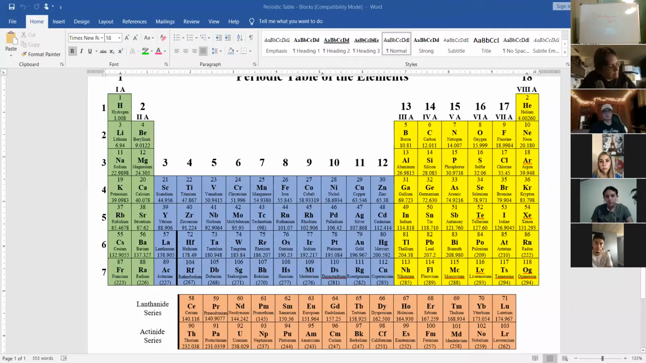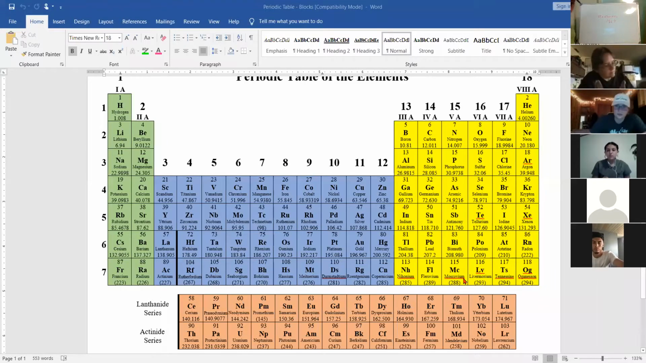Okay, so here it is. This is what's called the block classification, B-L-O-C-K. There are 4 blocks, and I have them color-coded on this periodic table. In green, we have the S block, S as in Samantha. Okay?